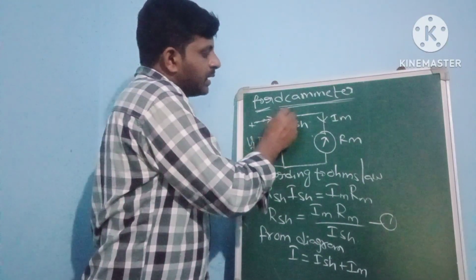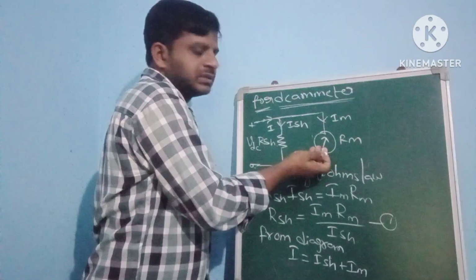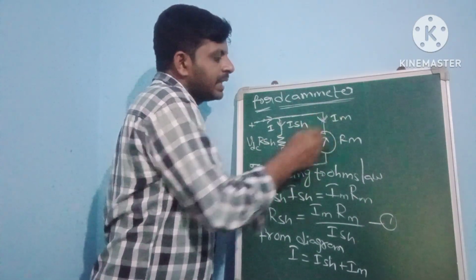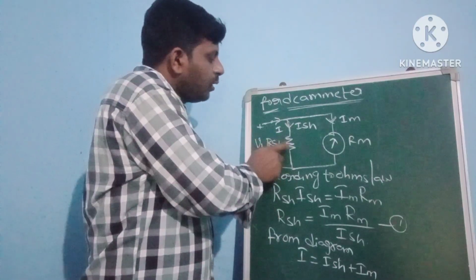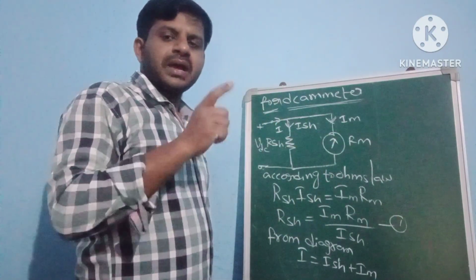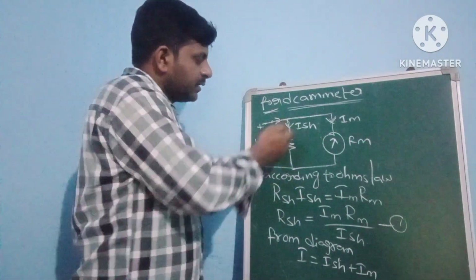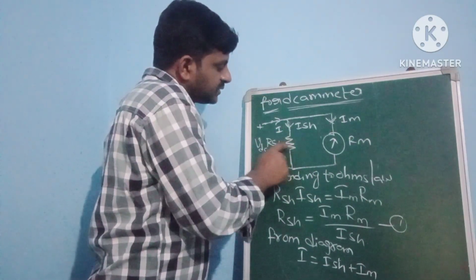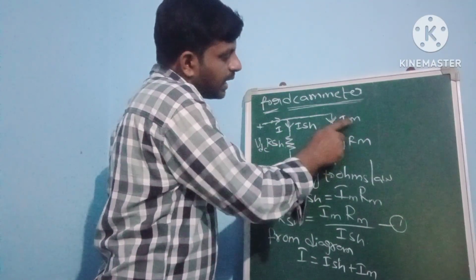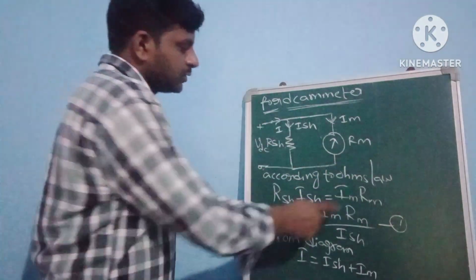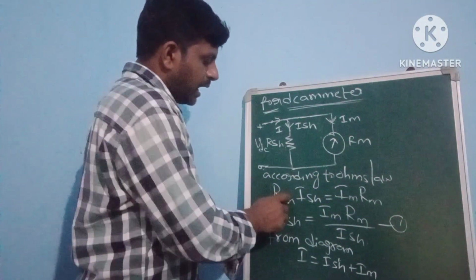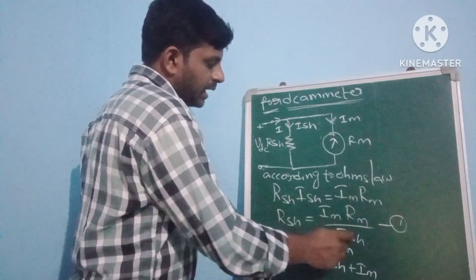At the same time, the current flowing through the meter, this is the ammeter, is given as IM. By equalizing the voltage drop across the resistance as well as the voltage drop across the meter, only then can we find the shunt resistance. According to Ohm's law, V is equal to IR. So ISH into RSH is equal to IM into RM from the meter. From this, RSH is equal to R is equal to V by I. Already we know that RSH is equal to IM RM by ISH.